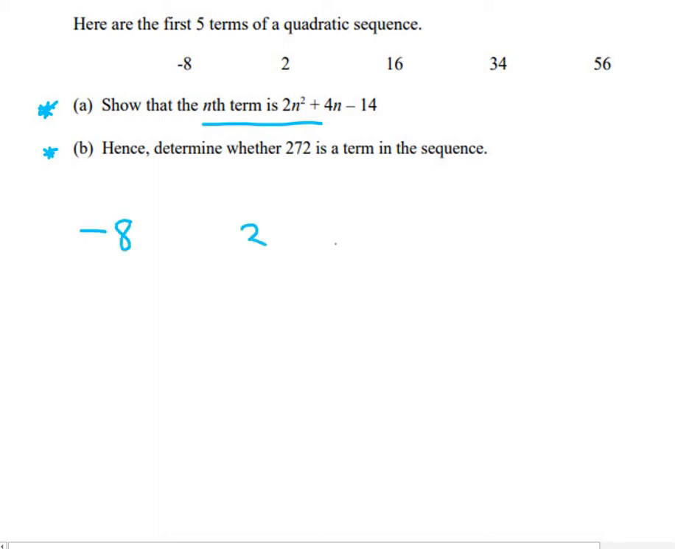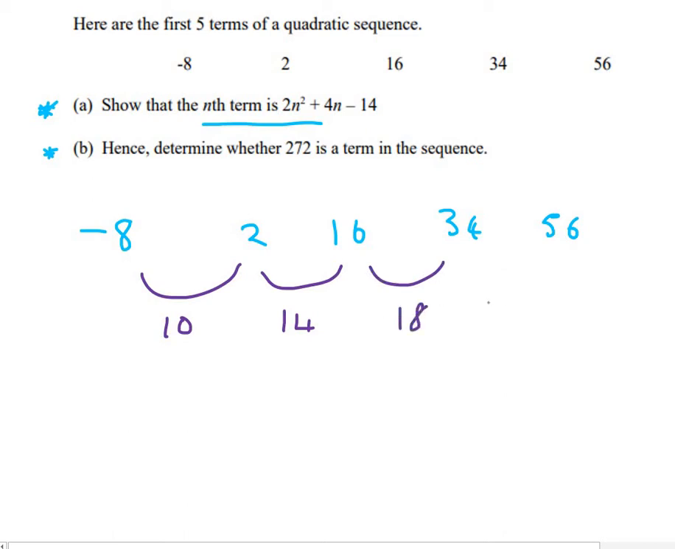So let's write the sequence down again. So it's minus 8, 2, 16, 34, 56. Let's calculate the differences. Minus 8 to 2 is 10. 2 to 16 is 14. 16 to 34 is 18. And 34 to 56 is 22. Okay, let's calculate the second differences. 10 to 14 is 4. 14 to 18 is also 4. 18 to 22 is also 4. Hope you can see that there.